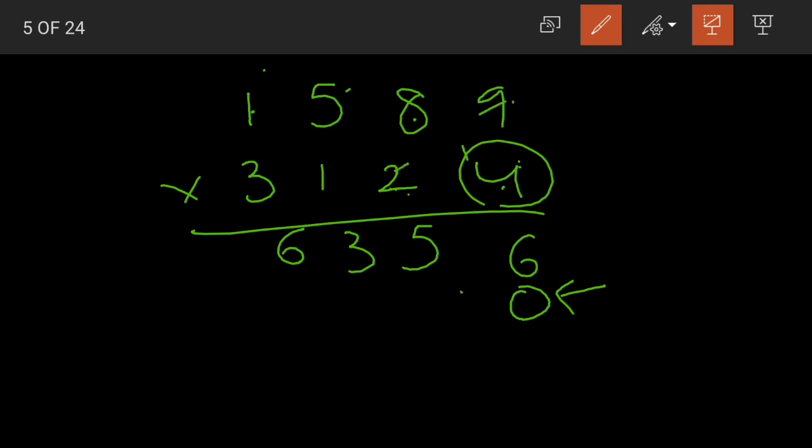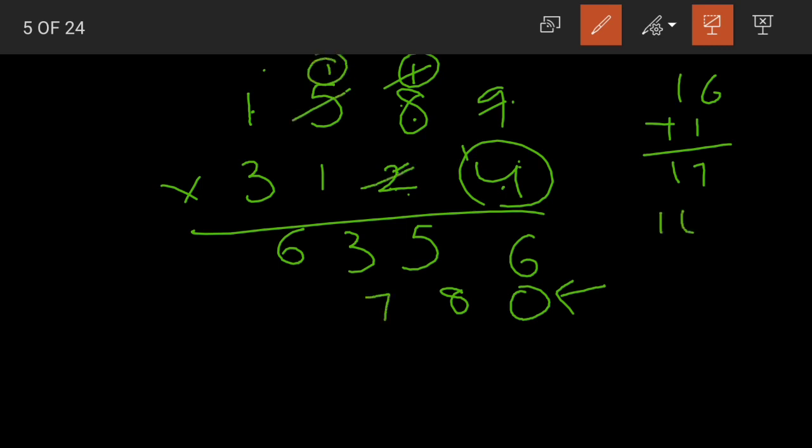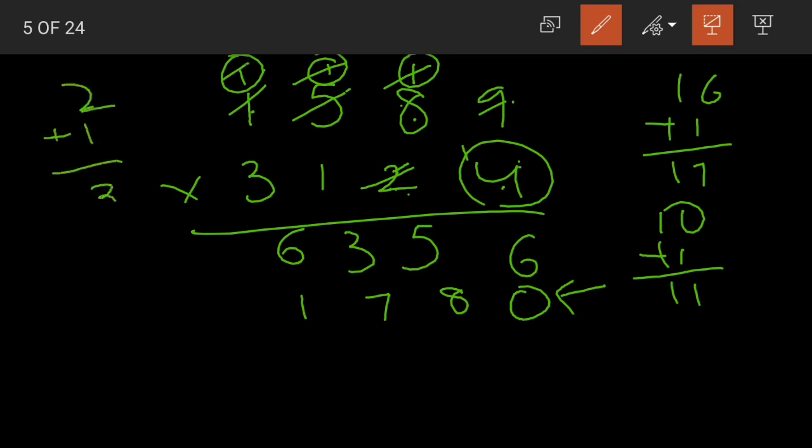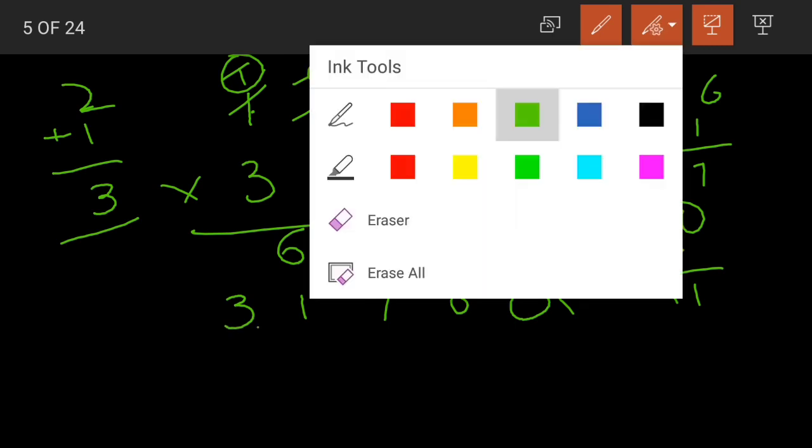2 nines are 18. 8 here, 1 carried. 2 8s are 16. Then plus 1 becomes 17. So 7 here, 1 carried. 2 5s are 10. Plus 1. 10 plus 1 becomes 11. 1 here, 1 carried. 2 1s are 2 plus 1 which has been carried. 2 plus 1 becomes 3. Yes, children, that is what we are writing here.